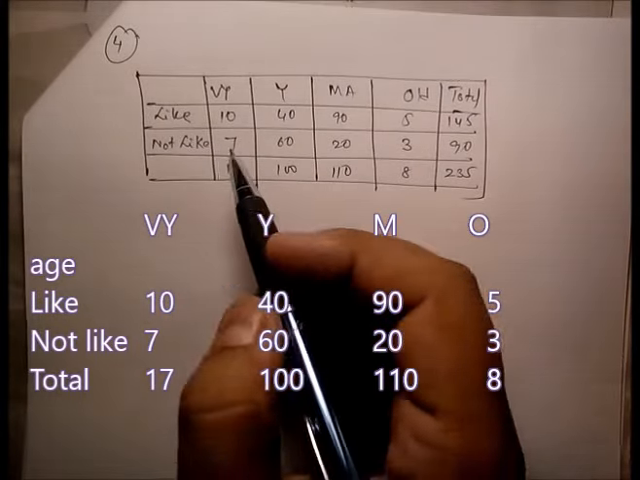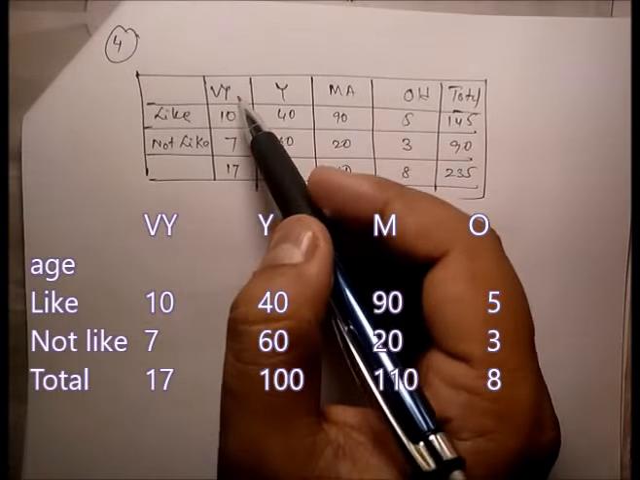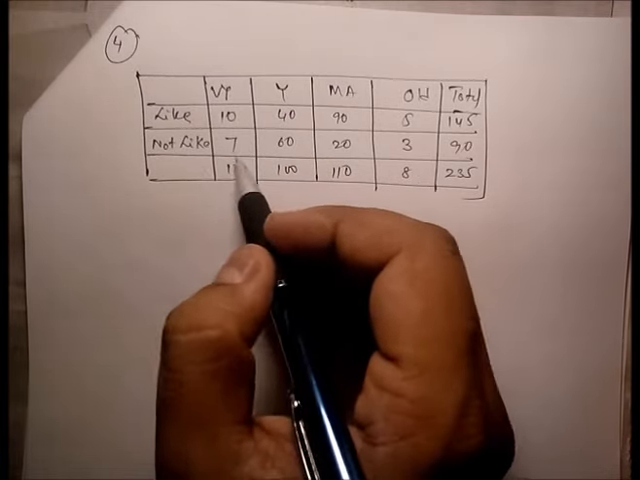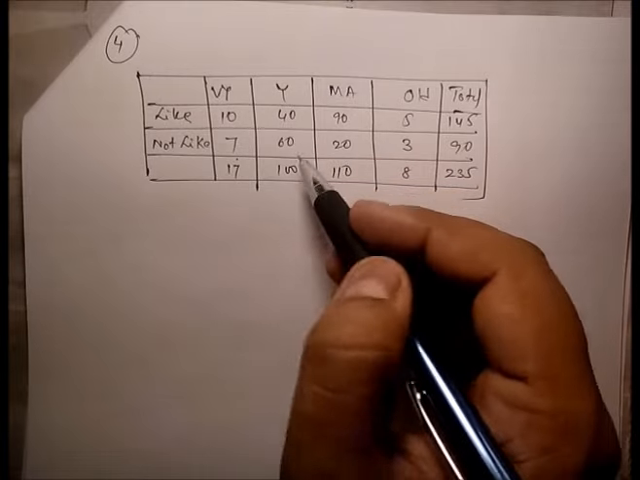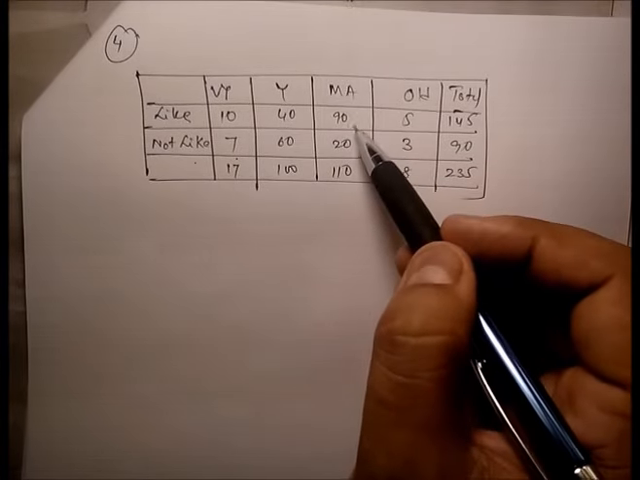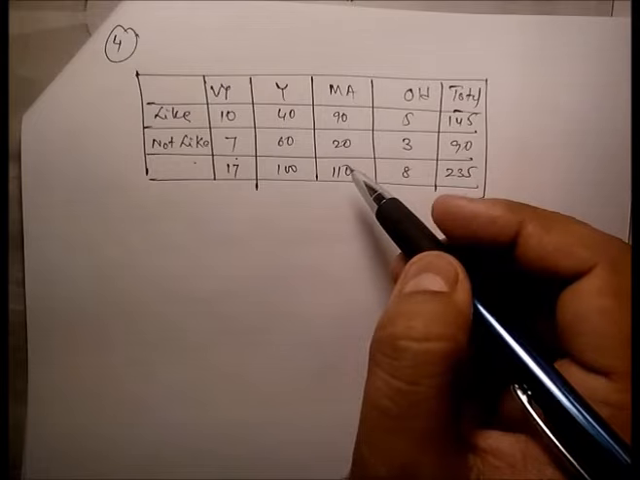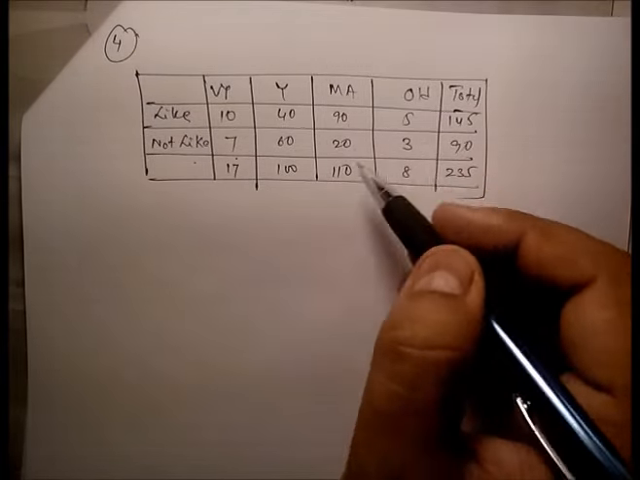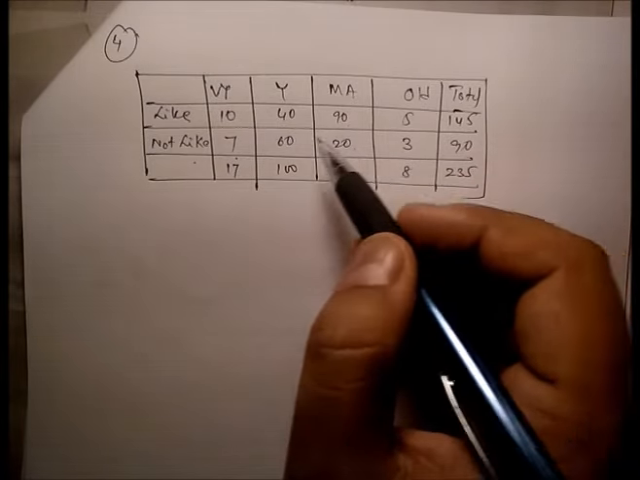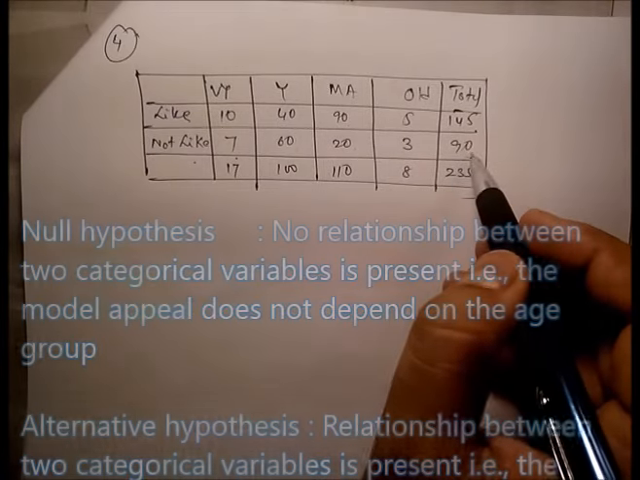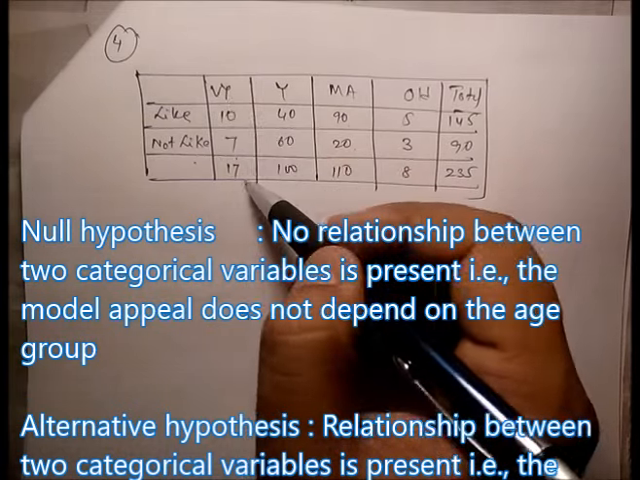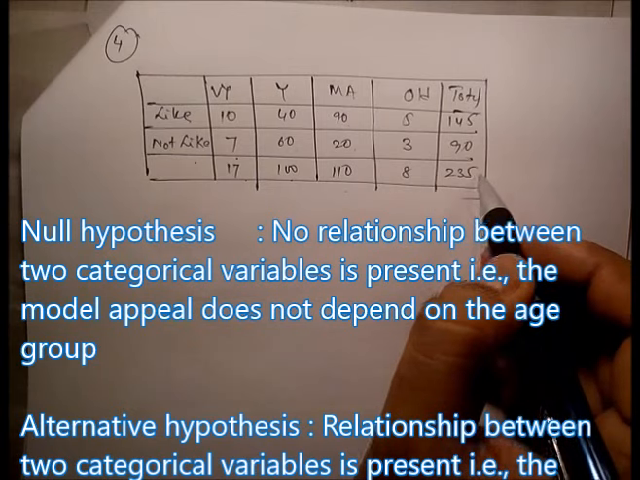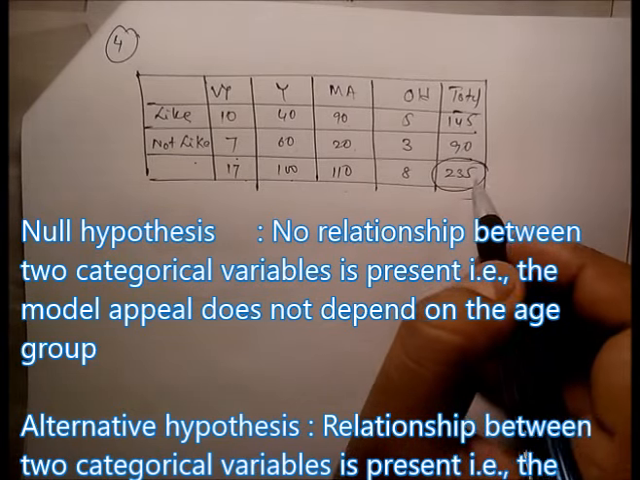You can see here that of very young people, 10 like this particular scooter and 7 do not like it. Young people: 40 like this, 60 do not like. Middle age: 90 like this particular scooter, 20 do not like. Old: 5 like and 3 do not like. So total like is 145, total not like is 90. Total very young 17, young 100, middle age 110 and old 8, so the total is 235.